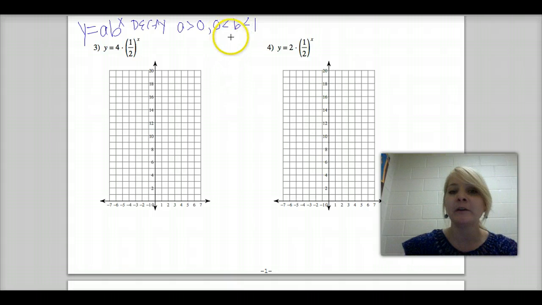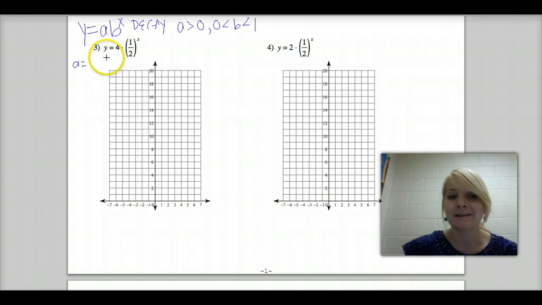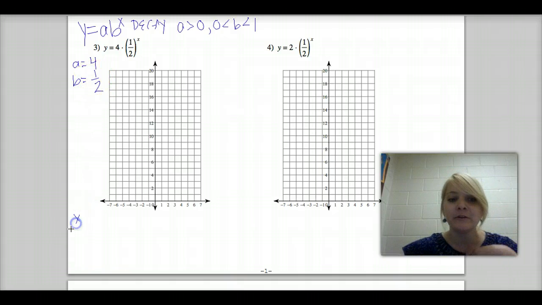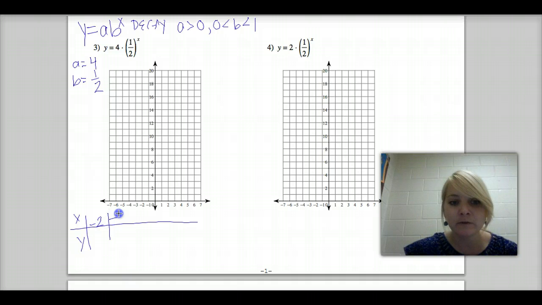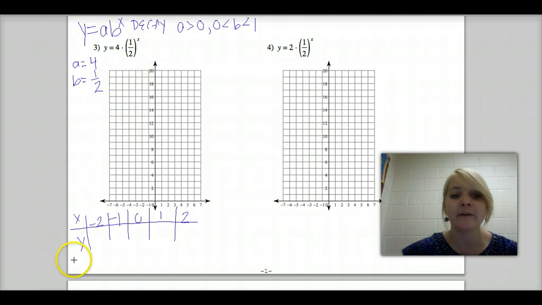So when you have a b value between 0 and 1, not including 0 or 1, we're going to have a decay. For our first function, for 3 on that worksheet we looked at today, our a value is 4 and the b value is 1/2. Once again, that b value of 1/2 indicates that we are going to have a decay. So we're going to create our table and we're using the same x values, -2, -1, 0, 1, and 2, to substitute in for x and simplify.